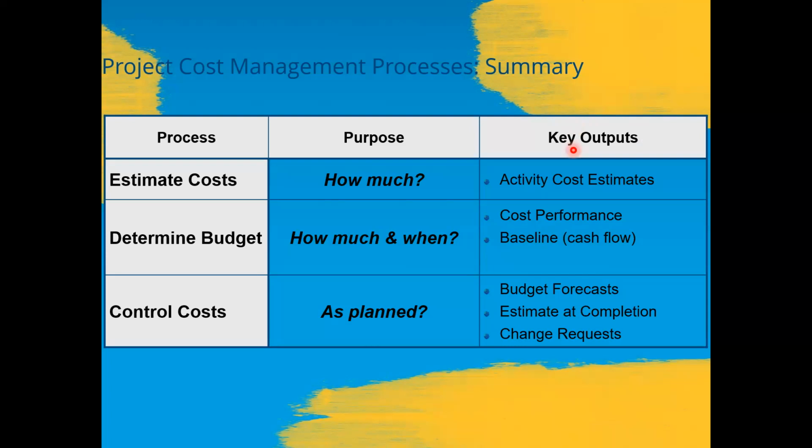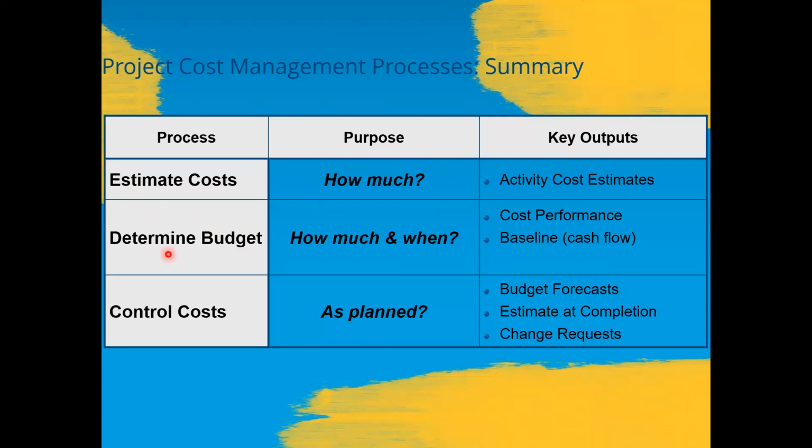Okay, so this slide shows the project cost management processes summary. We are interested in the cost, and so the first process is estimate costs. What is the purpose of this process? We are looking for the answer to how much, and the key output of this process is the activity cost estimate.